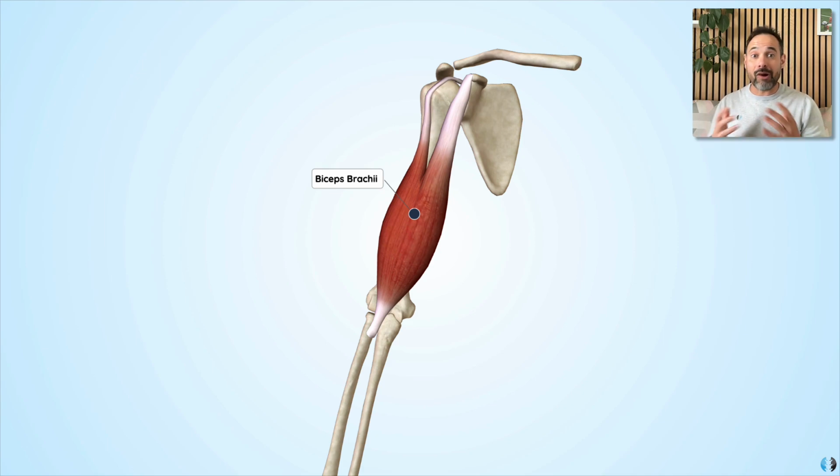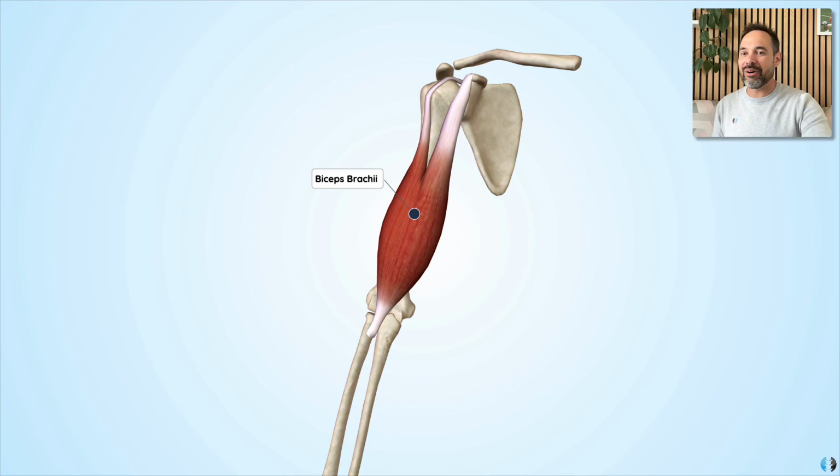Then we have brachii. Now, anything brachii in the body refers to the upper arm. We can think about the brachial artery, which is located in the upper arm. We can think about the triceps brachii in the posterior arm, but again, located in the upper arm. We can think about the brachialis muscle, which is relevant to the upper arm. So the word brachii in this instance refers to the upper arm, where, of course, this muscle is located.